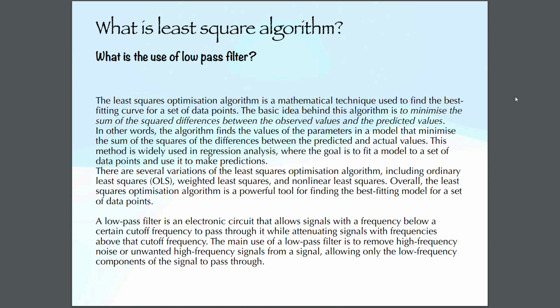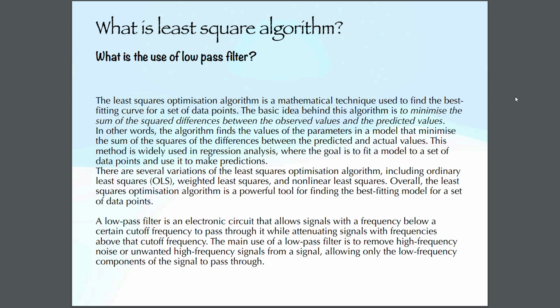Now, what is a least square algorithm? The least square optimization algorithm is a mathematical technique used to find the best fitting curve for a set of data points. The basic idea behind this algorithm is to minimize the sum of square differences between the observed values and the predicted values. In other words, the algorithm finds the parameter values in a model that minimize the sum of square differences between the predicted and actual values.